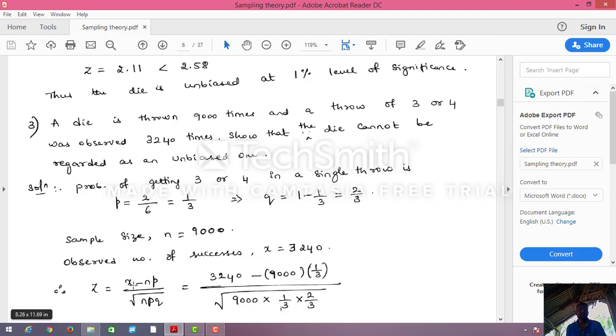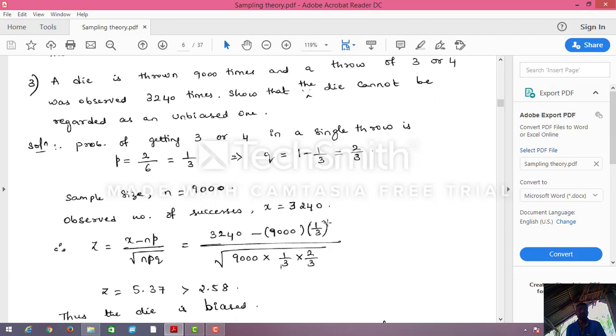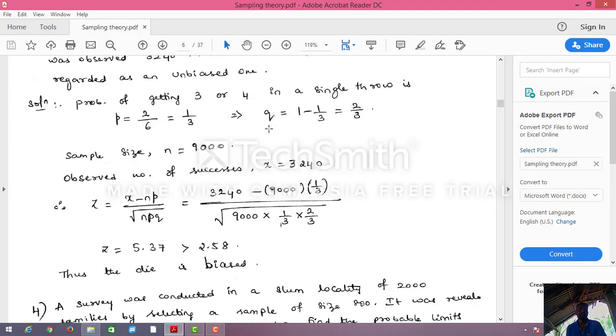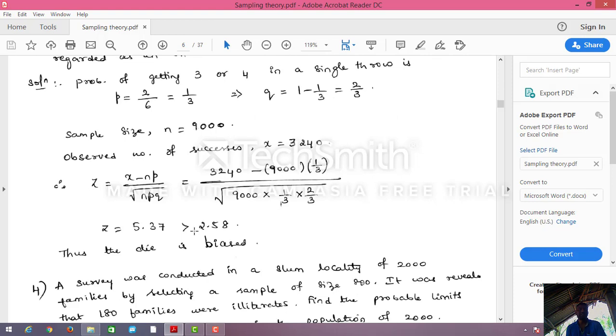Now Z equal to x minus np divided by root of npq. I substituted the x value, n value, and p value, divided by root of n is 9,000, p is 1 by 3, q is 2 by 3. If you simplify this, you will get 5.37, which is greater than the 1% level value. Here I had to prove the die is unbiased, but the test is rejected. So the die is biased. 5.37 is greater than the 1% significance value.